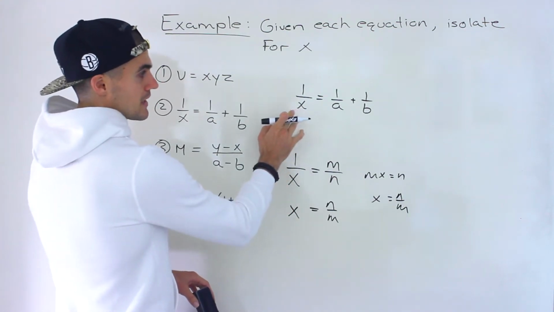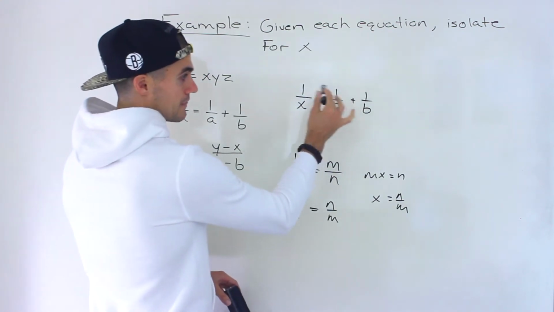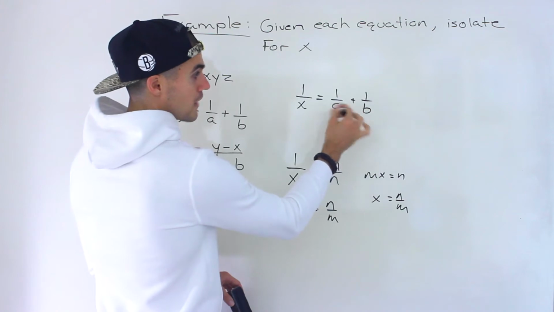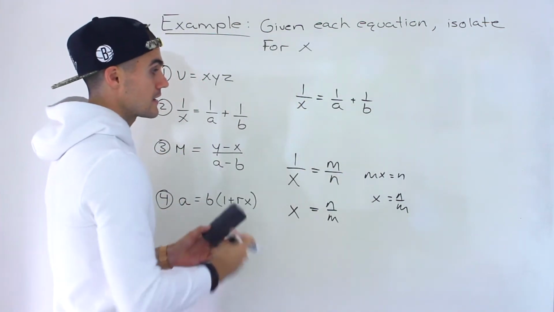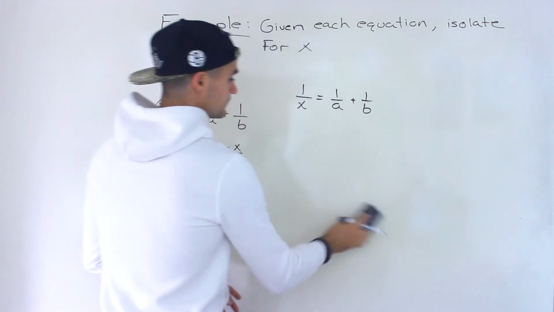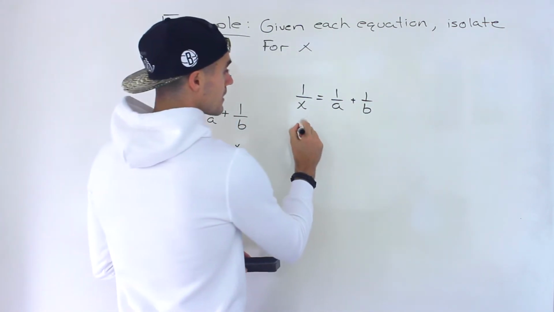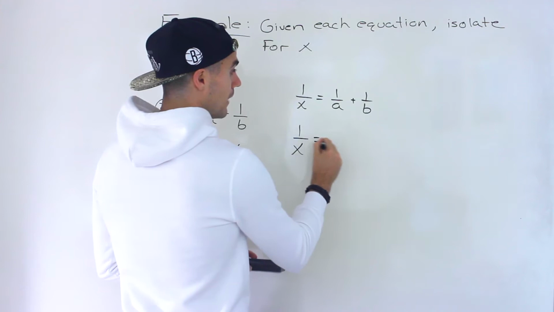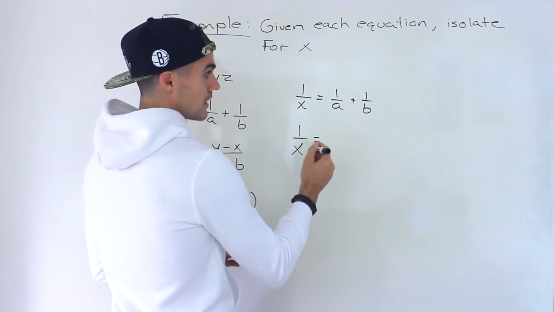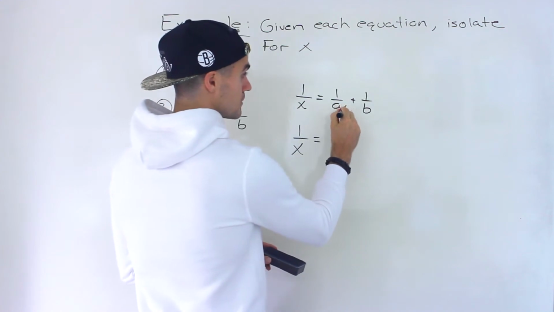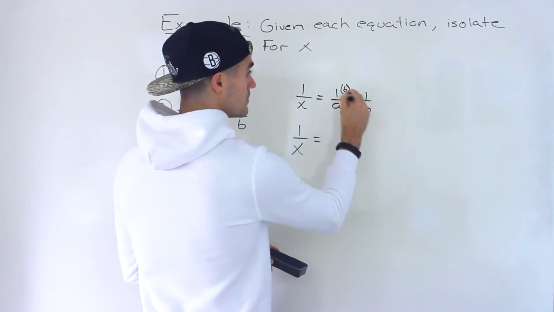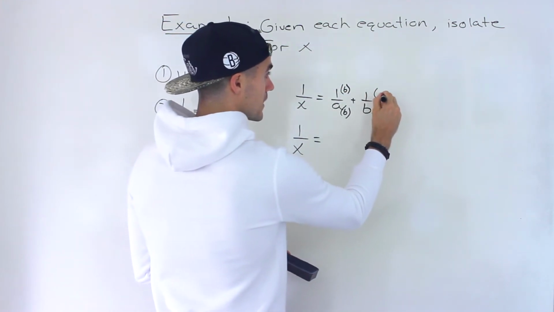But in this case, we can't cross multiply at this point because there's 2 fractions here. Remember, to cross multiply, there's got to be one fraction on each side. And so what we could do is take this right side and combine it into one fraction. How would we do that? We would need a common denominator because we're adding fractions, so we'd multiply by b, multiply by b, multiply this by a, multiply this by a.